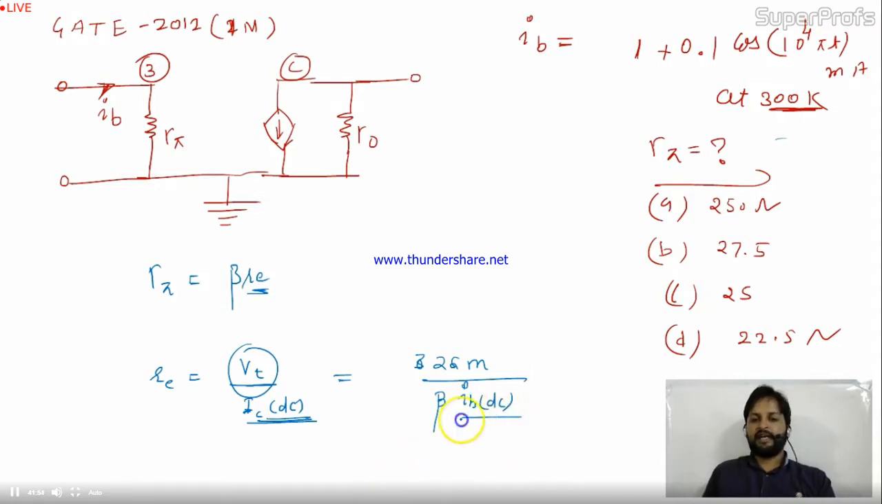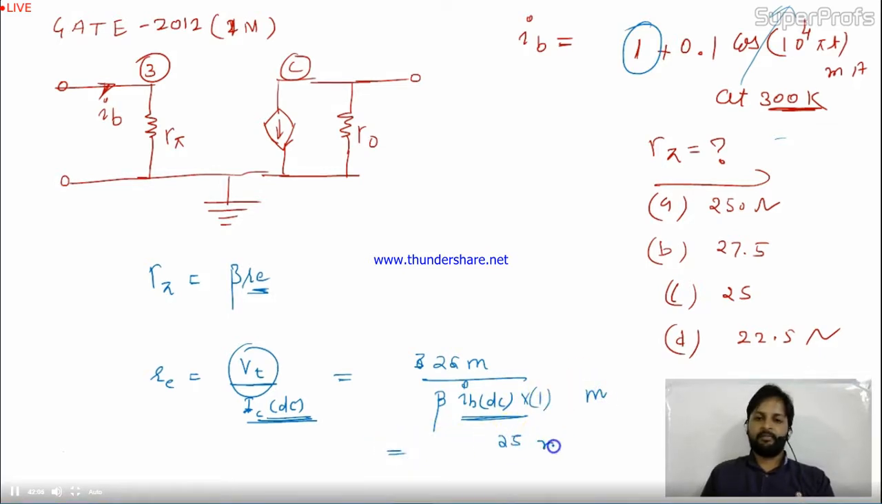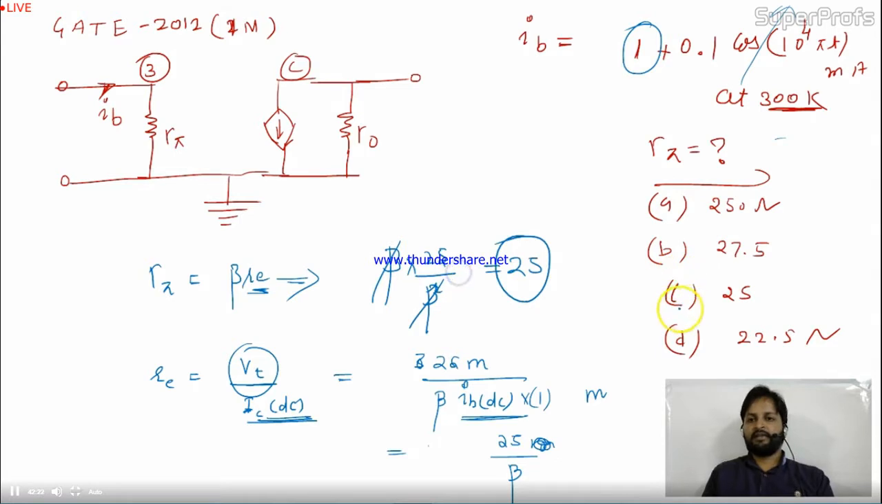What is the IB DC? Remove the AC part. The DC is only 1, given in milli. So this is 25 milli, the milli will cancel out, divided by beta. re is 25 by beta. Just place the value over here: beta into 25 by beta. Beta will cancel out, so you are having 25. Option C is correct. You are getting 1 mark.